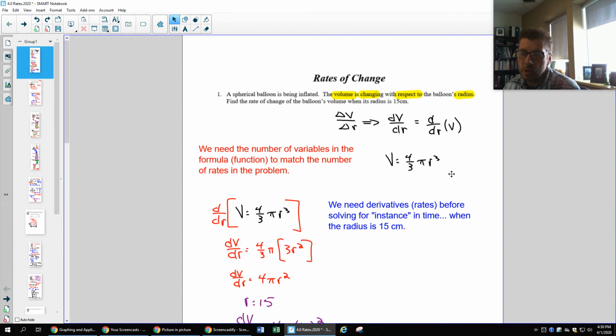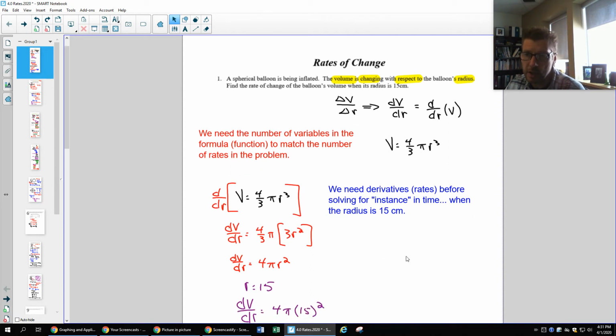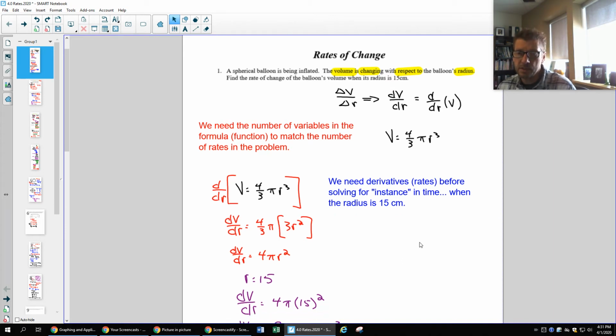When we go to solve our problem, we always want to be aware: do the variables match the number of rates? In this case, one variable gives us one rate, dV/dr. And before we even try to solve, we have to make sure we put rates into the problem. If you put your radius of 15 in before you put the rates in, all you're solving for is volume, not a rate of change of volume. We're going to repeat those key things over and over as we solve rate problems. Match the variables to the number of rates, and put the rates in before you solve for the moment in time.